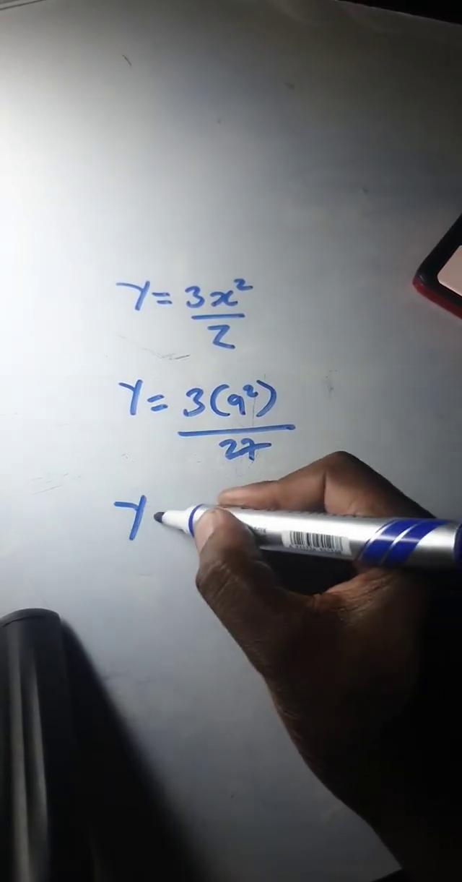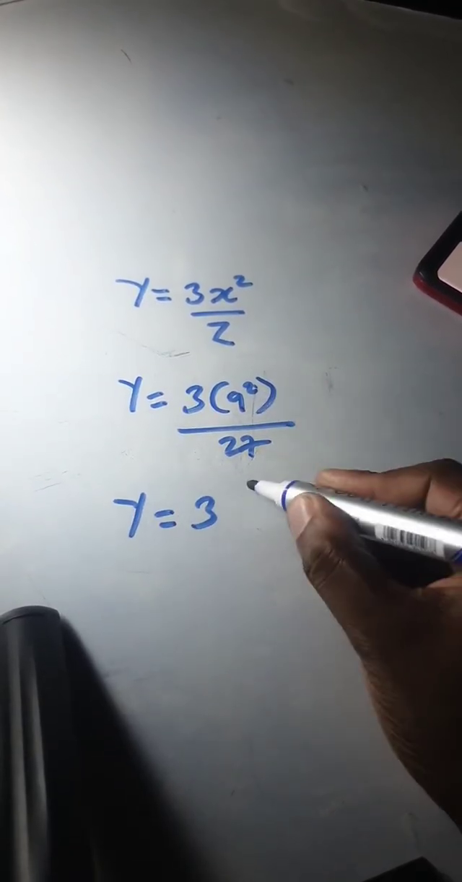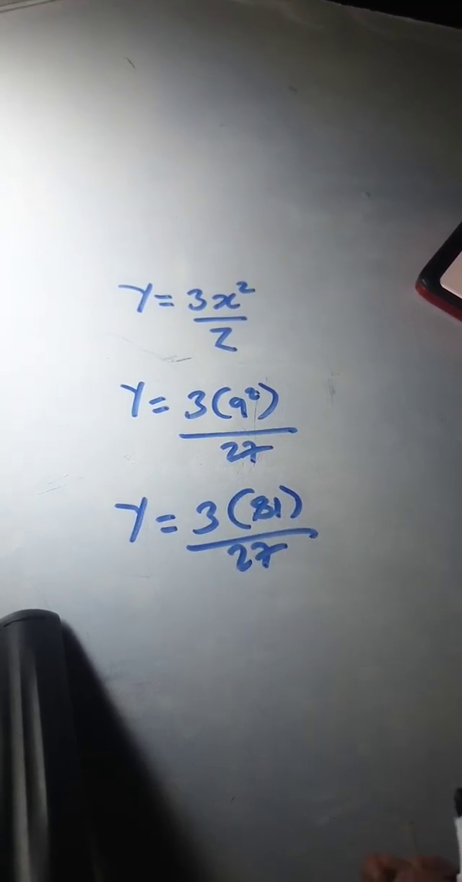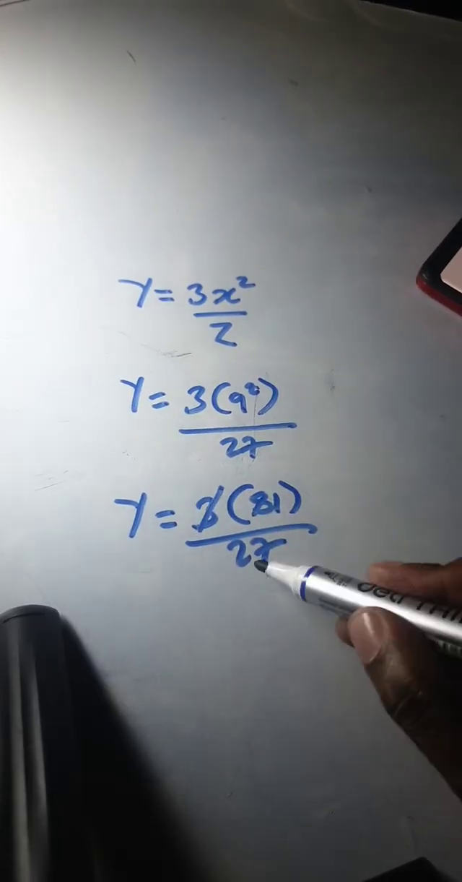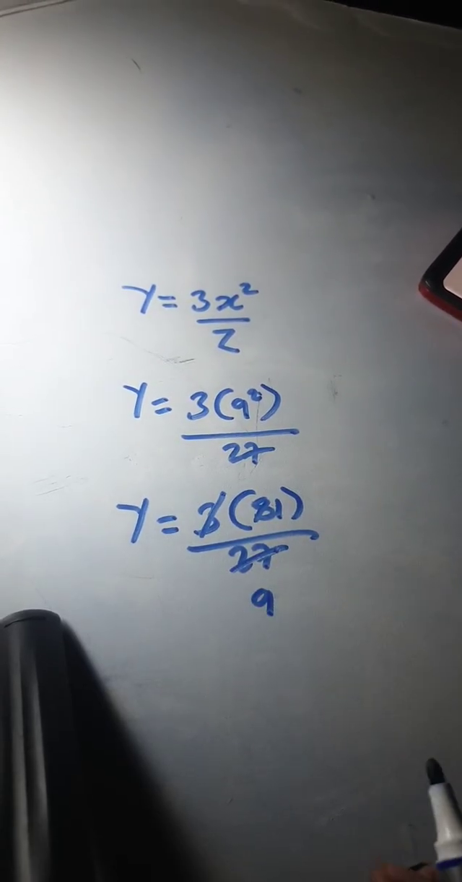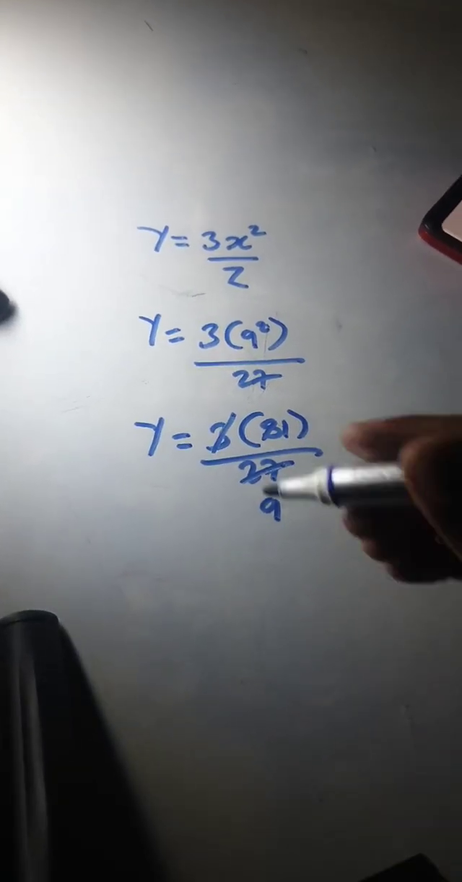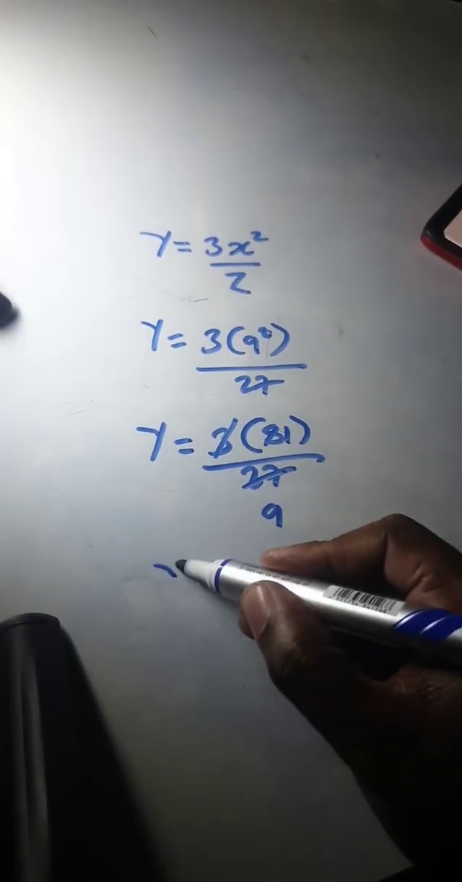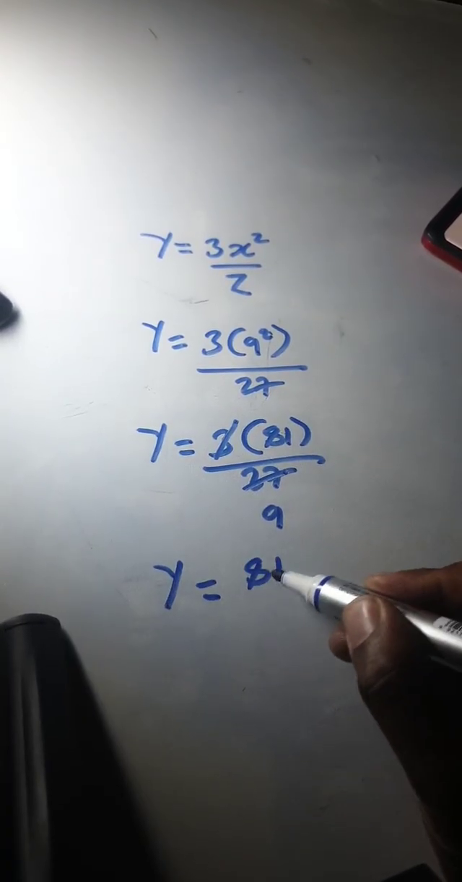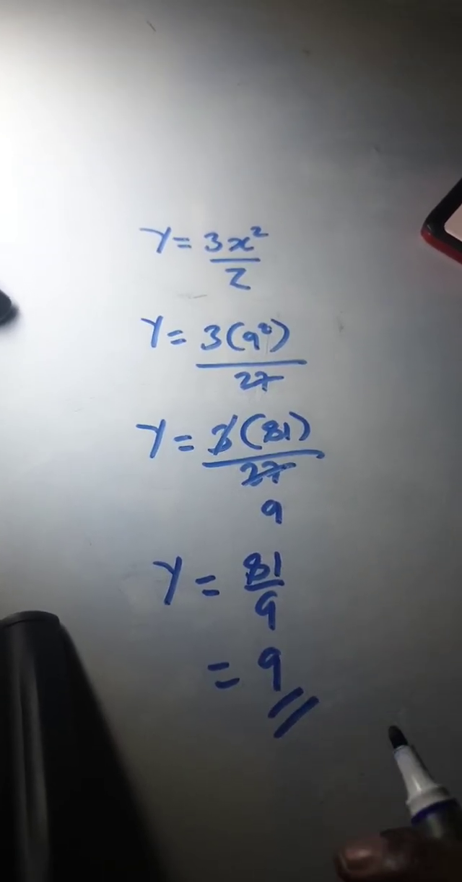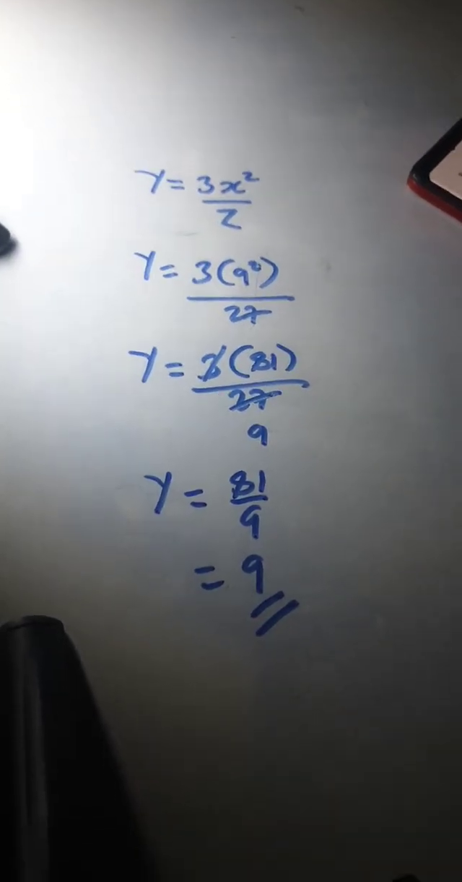So y is equal to 3, 9 squared is 81, over 27. Then we say 3 into 27 is 9, and 9 times 3 is 27. So we have y is equal to 81 over 9. 81 divided by 9 is 9. So our y is 9.